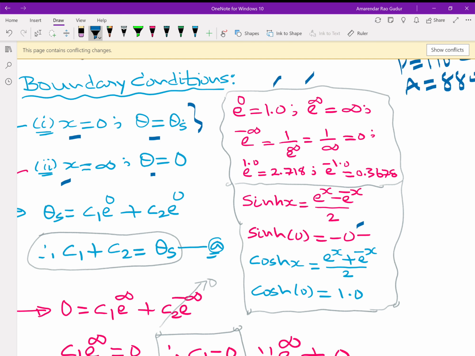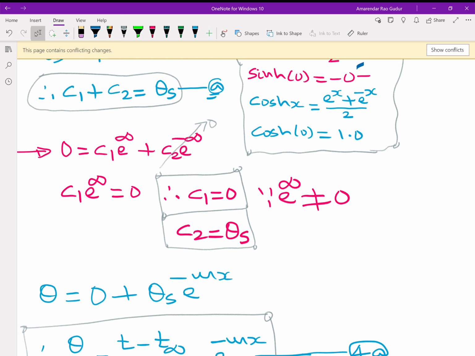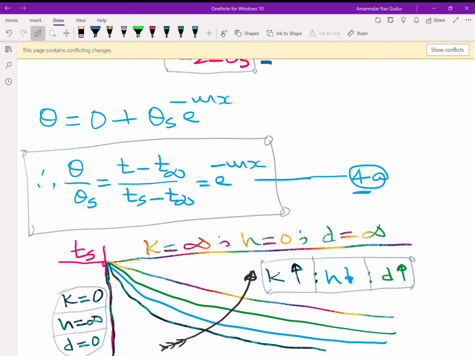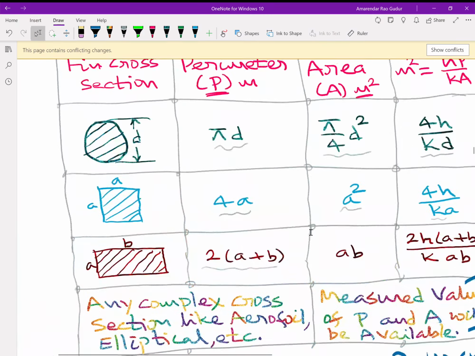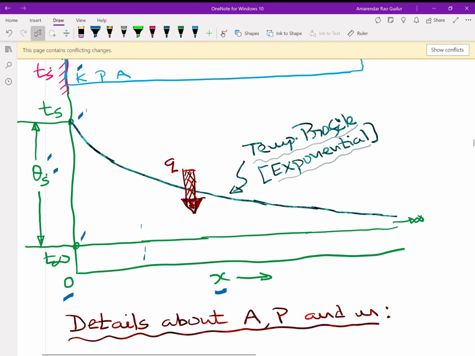When you implement these two boundary conditions and use the standard values, we realize that C1 will vanish and C2 will be theta s. When you substitute back in the general equation, we get theta by theta s, as T minus T infinity by Ts minus T infinity, is equal to e power minus mx. This is the temperature distribution in a long fin subjected to the standard assumptions, and we can notice that this is going to be an exponential function.